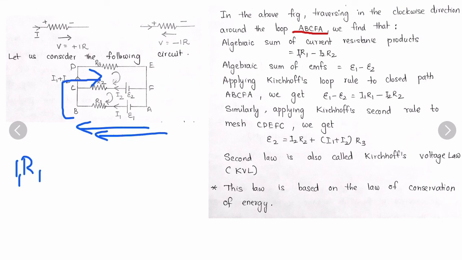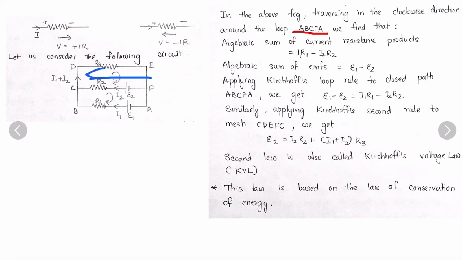Here I am following the clockwise direction. So when you are going like this, here you have the R2, here you have the I2. I'll remove the blue marks so that you can see clearly. I2 is from our right to left, but we are traversing from left to right, opposite to the direction. Therefore I2 R2 product is negative.